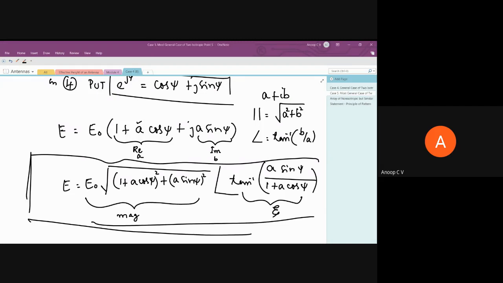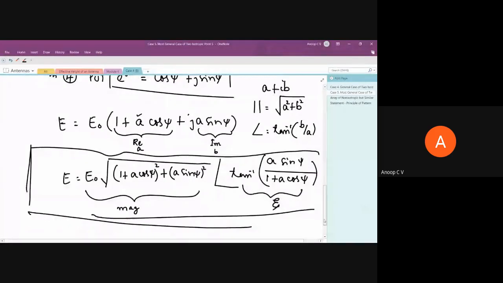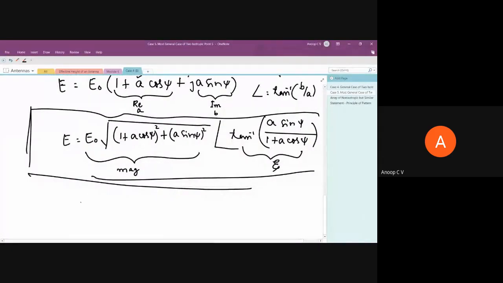So finally I can write it as magnitude times phase. This is how I can write it, and this is the most general case. When I say most general case, there are cases 1, 2, 3, and 4. If we substitute A equal to 1, it will reduce to case 4. And A equal to 1, further, if delta equal to 0, that will be case 1.